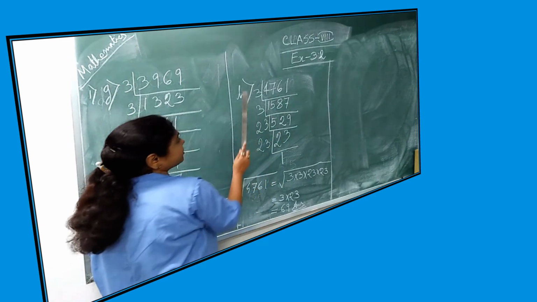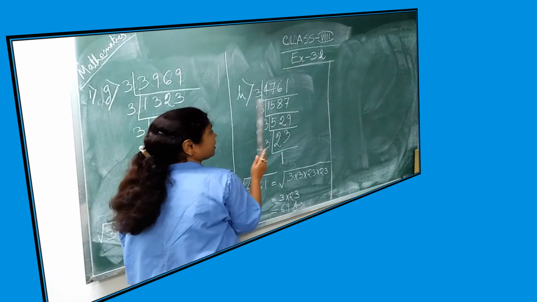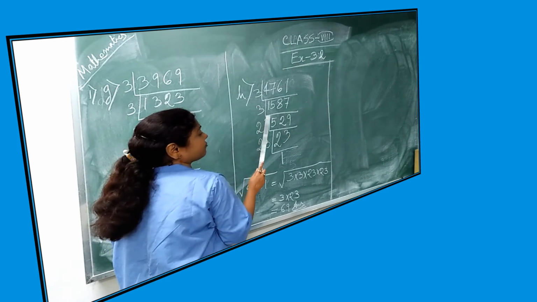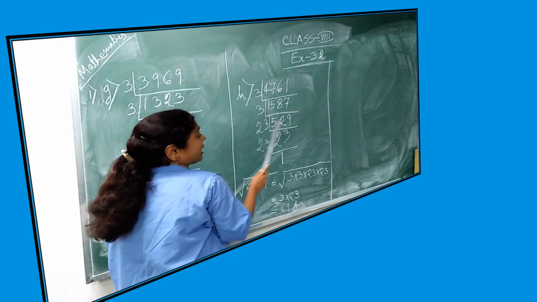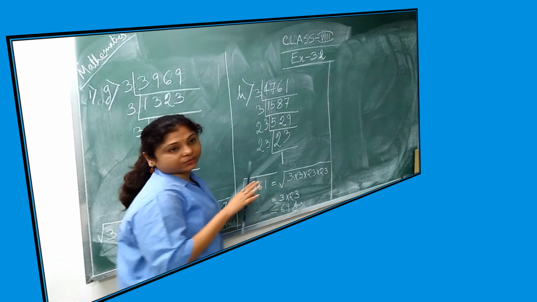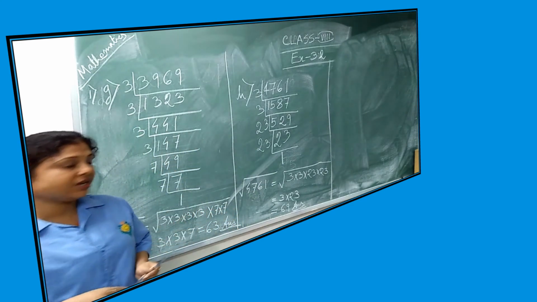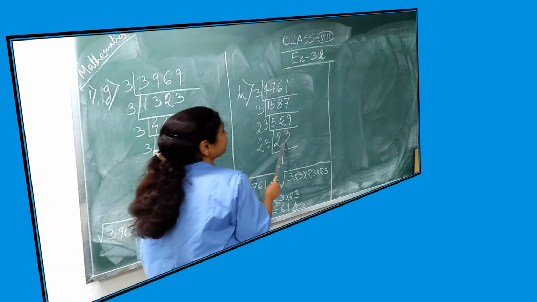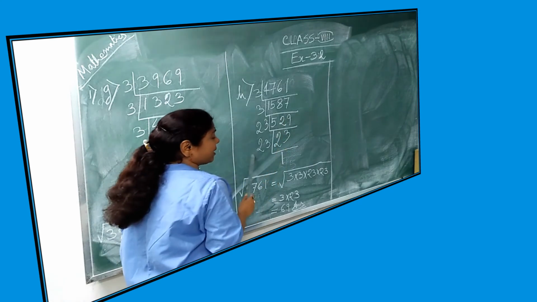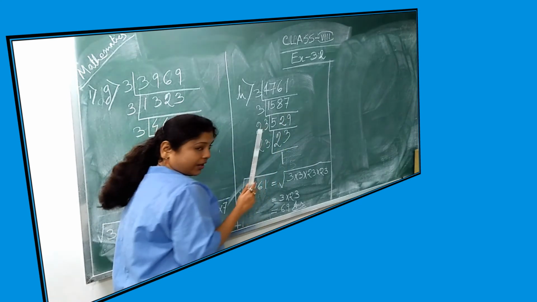Now next sum, that is H. 4761. Divided by 3 it is coming 1587. Again divided by 3 it is coming 529. This 529 is not divisible by any number except 23. So that's why 23 into 23, 529 is coming. By 23 it is coming 1.